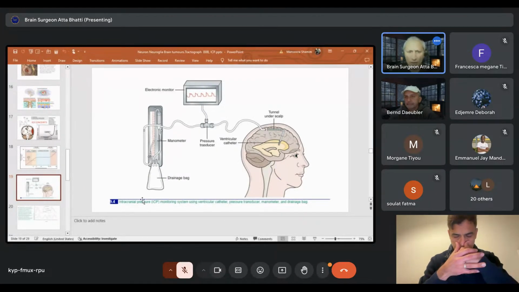So you see that the intracranial pressure monitoring system has a ventricular catheter, the pressure transducers, the manometer, and the drainage bag. These are different components. So the structure could be different. The material can be less expensive, more expensive. And this is the monitor.